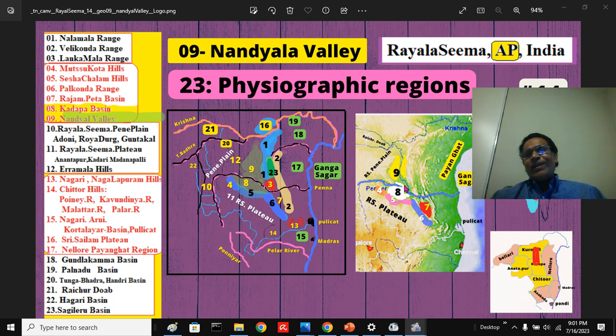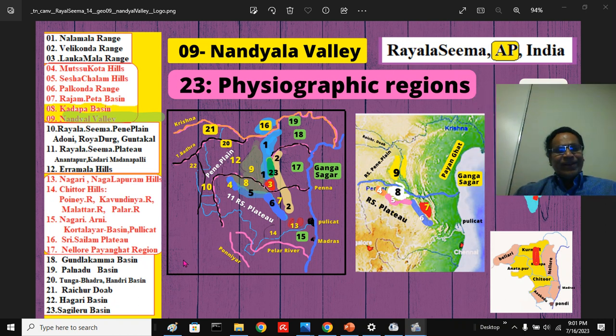It is the left-hand tributary of the Penna river, Pinakini river, that winds into the fascinating Rayalaseema region from the Nandi hills of the Bangalore Plateau to Gangasagar, the Bay of Bengal. This is the northern tributary. We are talking about Nandyal Valley. We talked about the Kadapa Basin and Rajampeta Basin before.